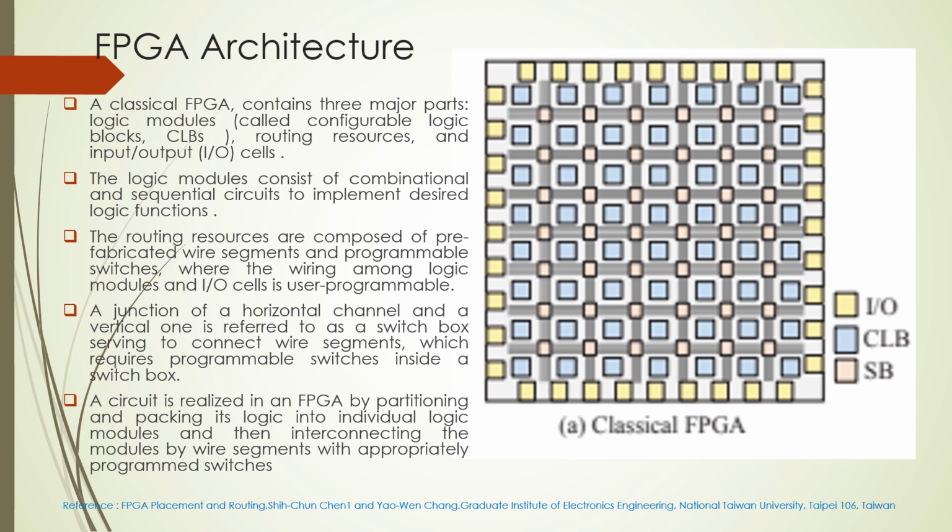The configurable logic blocks actually consist of the combinational and sequential circuits, or the design of logic functions that we are going to implement. And then we have the routing resources, that are prefabricated wire segments, which consist of programmable switches. And then we have the IO blocks, or input output cells. Now, this is how you have the structure of a classical FPGA.